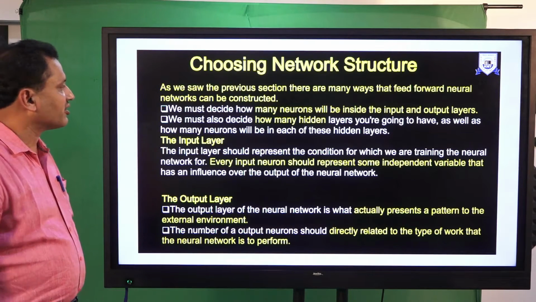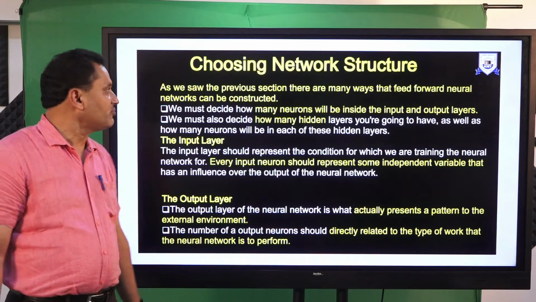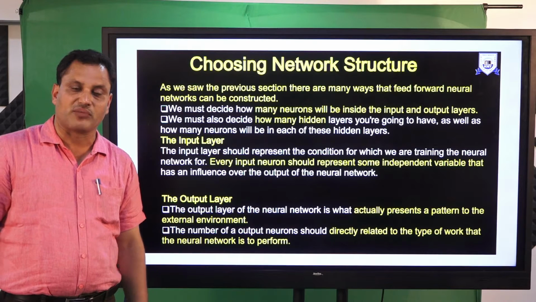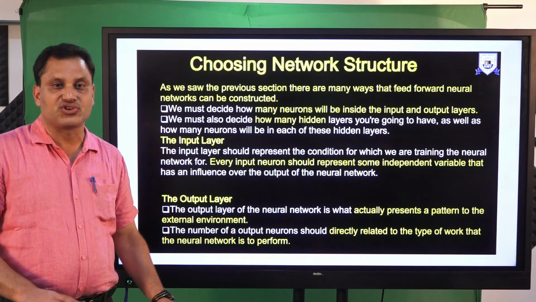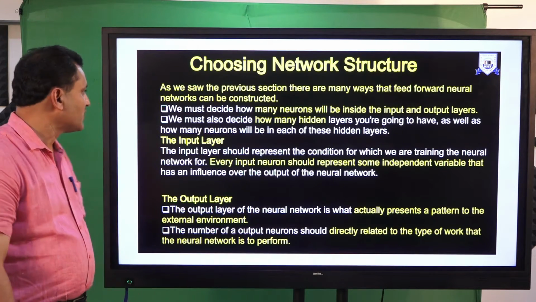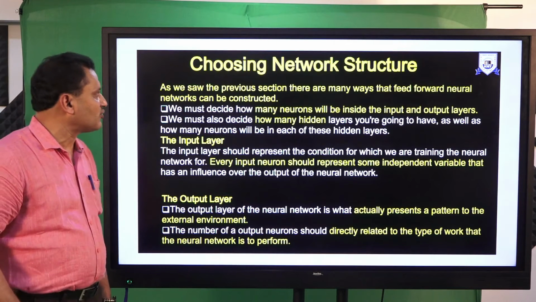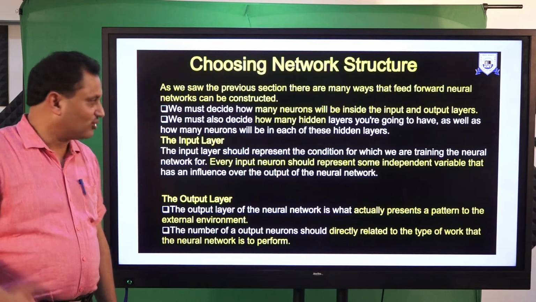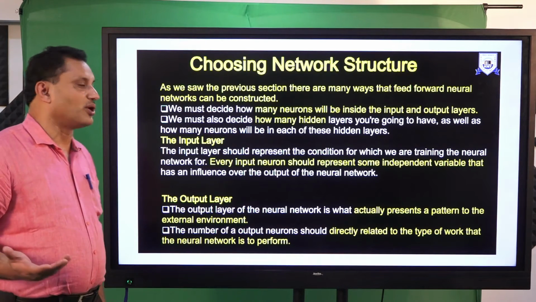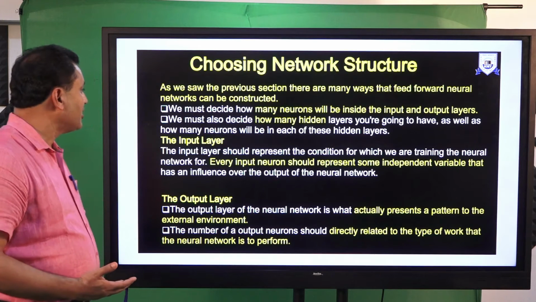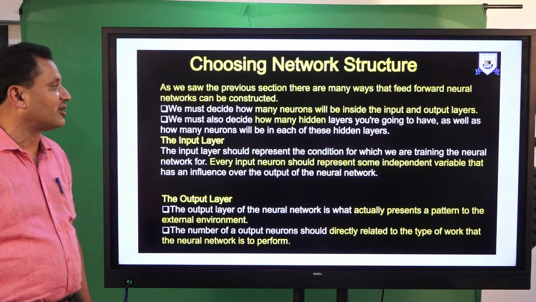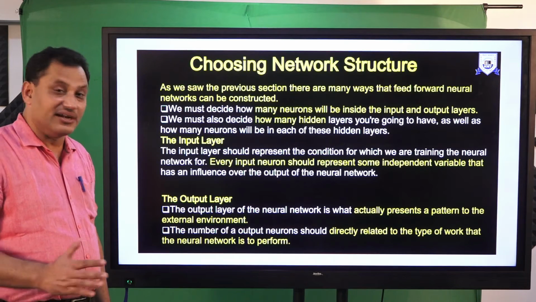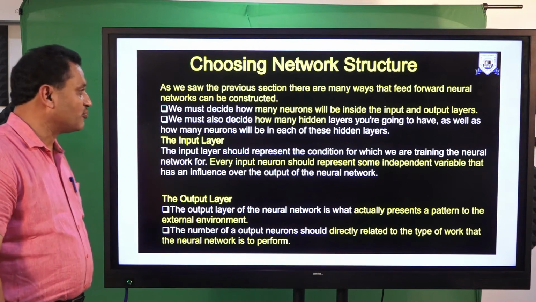So choosing a network is a big question. It's a big question how to choose a network structure. As I told you, choosing a network structure completely depends on the problem for which we are designing the neural network. A lot of questions arise when we choose the network. First of all, let us try to answer all those questions one by one. What topology do we want? We must decide how many neurons will be in the input and output layers. First of all, how many layers will there be, and how many neurons will be in the input and output layers?